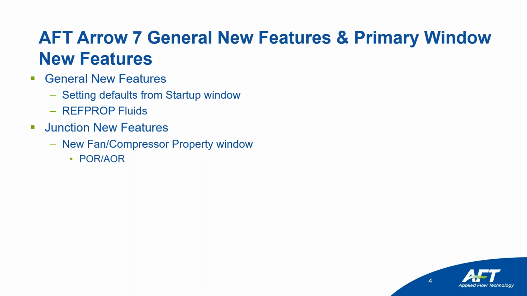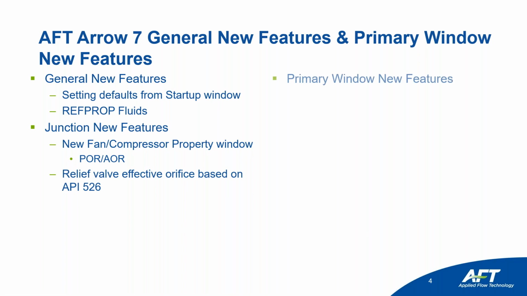We also included a preferred operating and allowable operating range. That way your fans and compressors can be sure that they are operating within a close proximity to the best efficiency point. And that's really important to do. Other things that we have is new relief valve capabilities in Arrow, and I'll show you that.